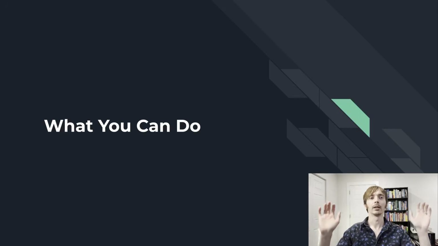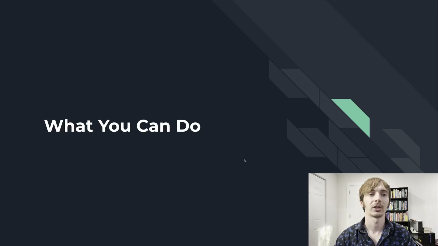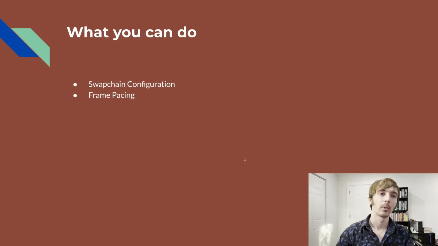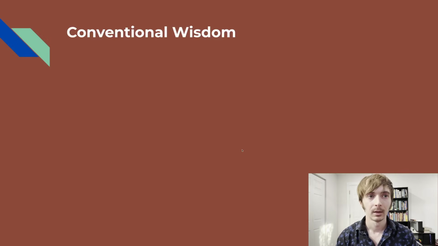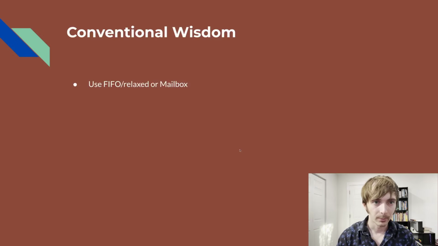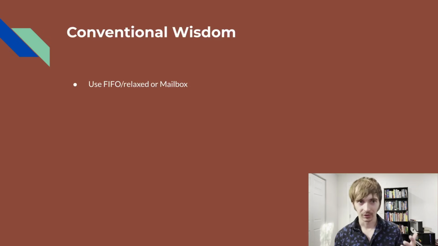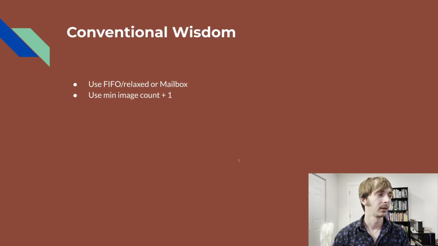Okay, so fine, input latency matters, but what can we actually do about it? Well, there's two main things I'm aware of that we can do to improve input latency. One is configuring our swap chain correctly, and the second is some slightly more advanced frame pacing. The conventional wisdom around swap chains, if you just follow a Vulkan tutorial online, is to use FIFO, maybe FIFO relaxed, or Mailbox. FIFO is essentially just vsync. Mailbox is like triple buffering.